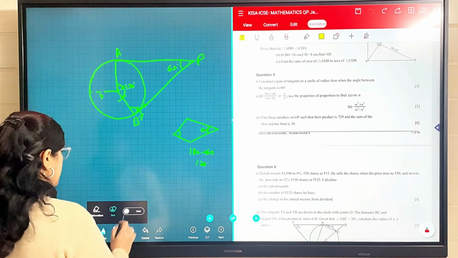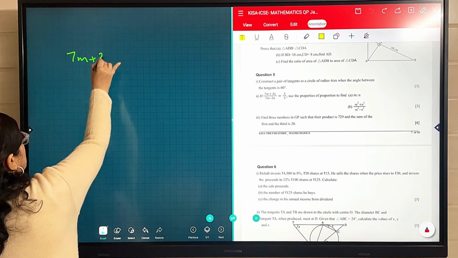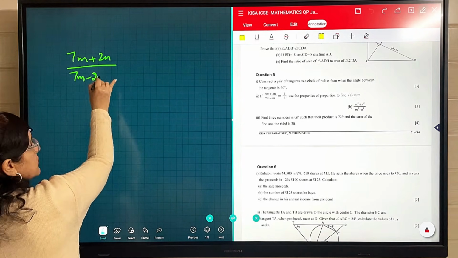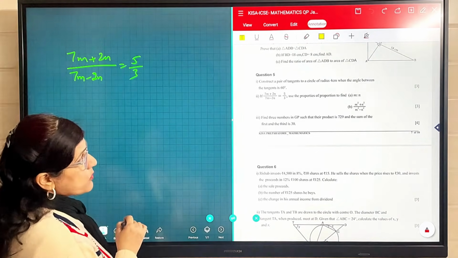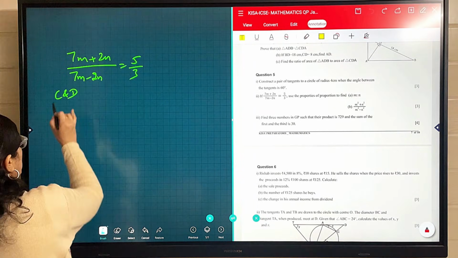Now next is the second part. If (7m plus 2n) upon (7m minus 2n) is equal to 5 by 3, use the properties of proportion to find m is to n. So one thing we can simply do is componendo dividendo.